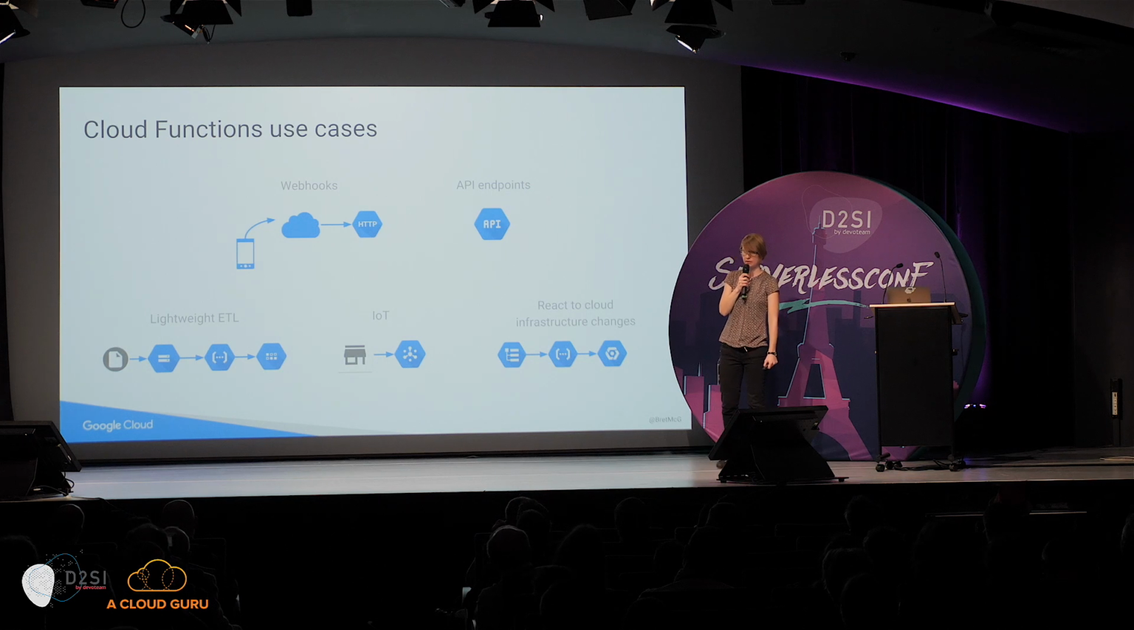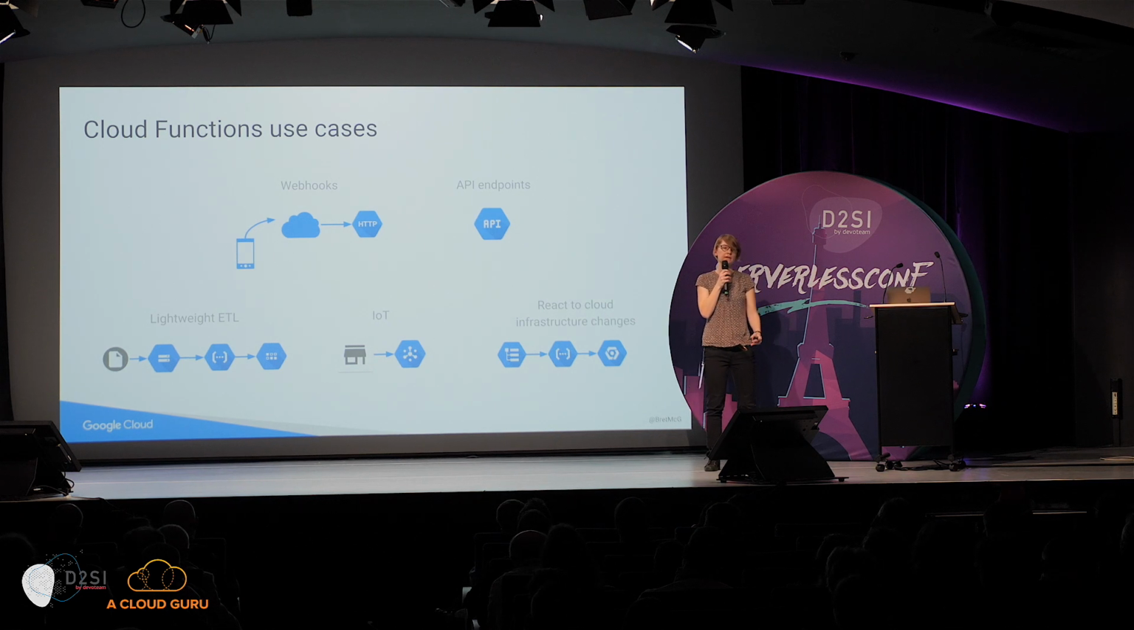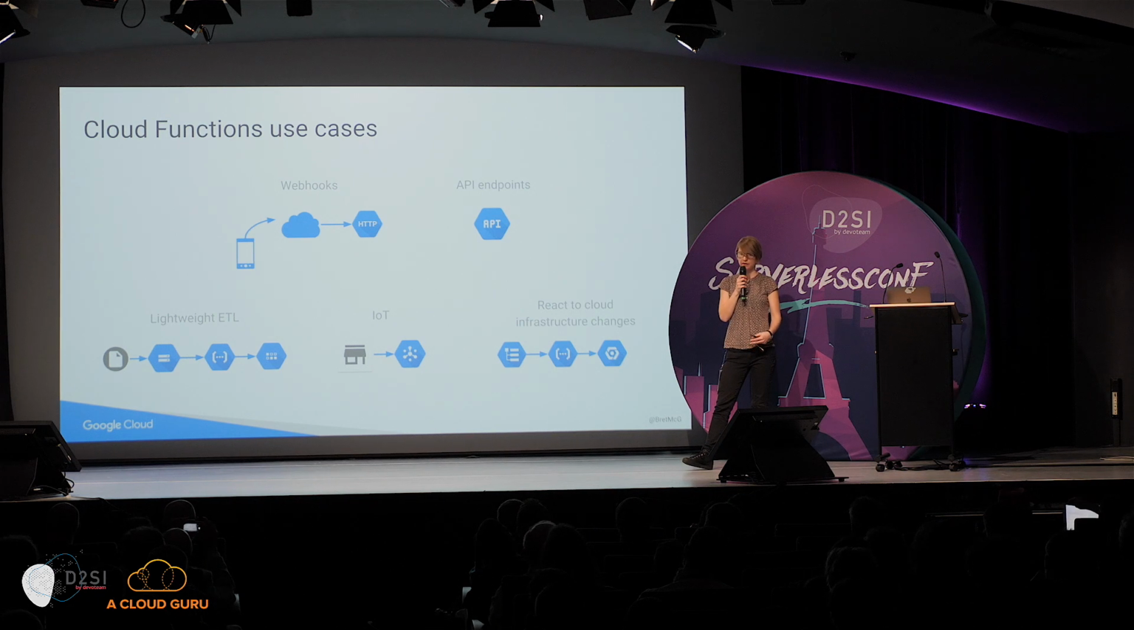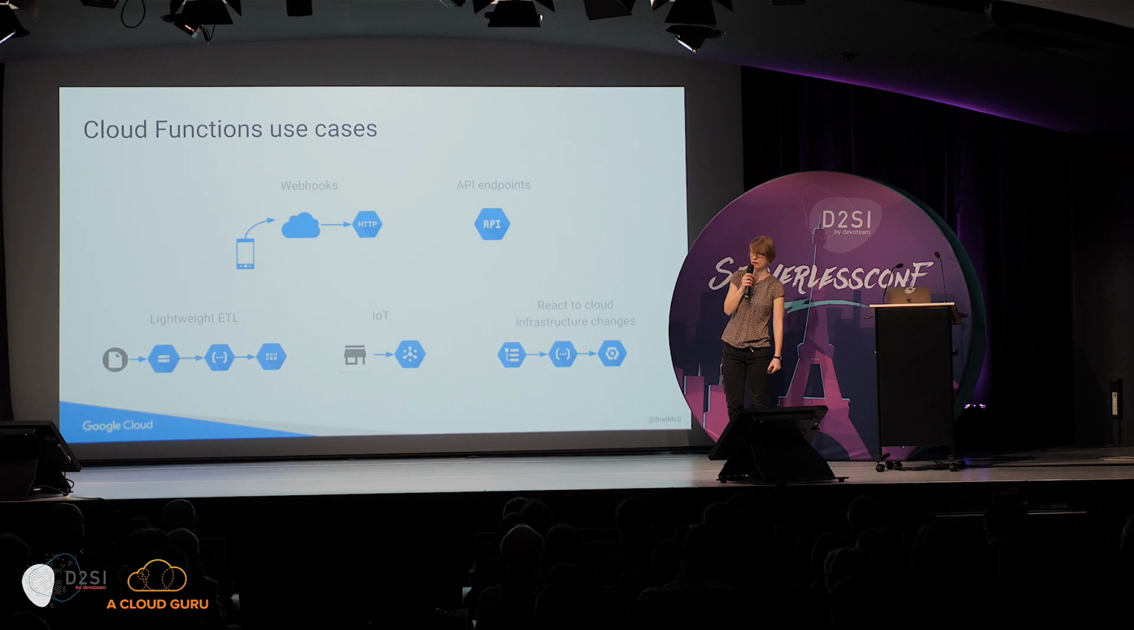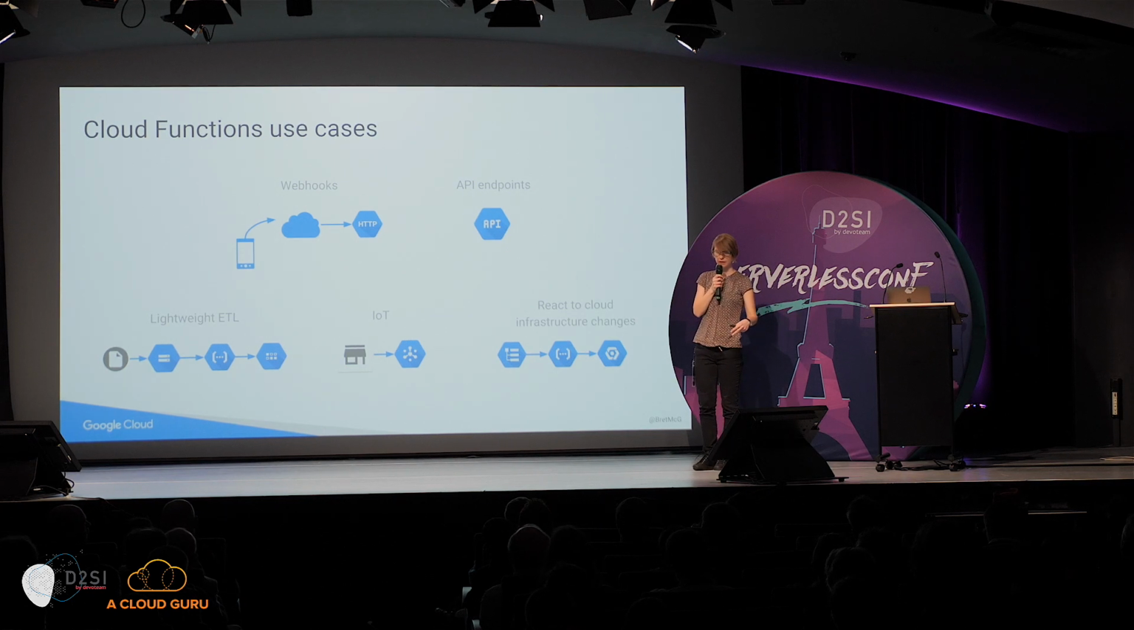So let's recap and talk about a few cloud functions use cases, the most common ones. The first one is webhooks. For example, if you are a mobile developer and you are not that experienced with backend, it's very easy to have some connections with the backend just by writing functions. API endpoints, so you can imagine an API where each method is backed by a cloud function.